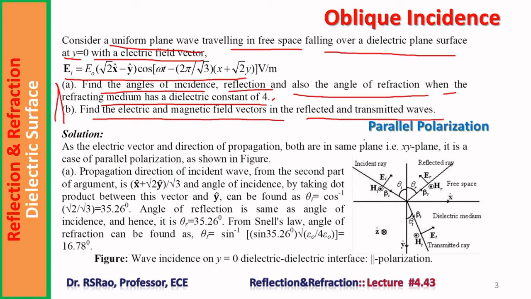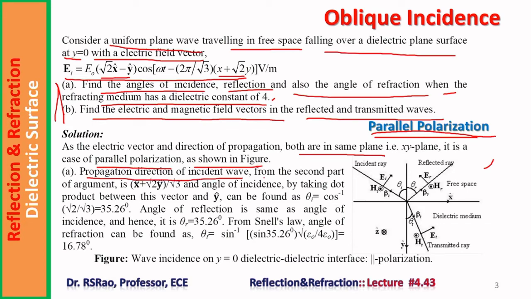Now notice this is the case of parallel polarization. See, the wave is sketched here: the direction of propagation, the direction of electric vector. So using the information that is available, one can sketch. When sketched, it appears like this. So notice EI is parallel to the plane of incidence. Therefore, it is a case of parallel polarization. As the electric vector and the direction of propagation are both in the same plane, the XY plane, it is a case of parallel polarization as shown in the figure.